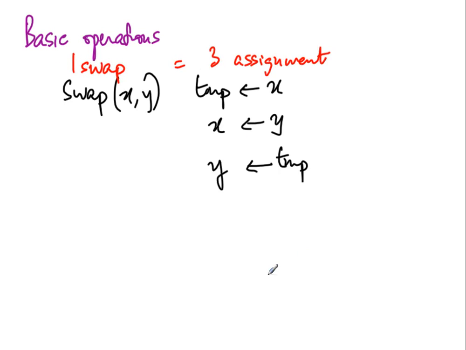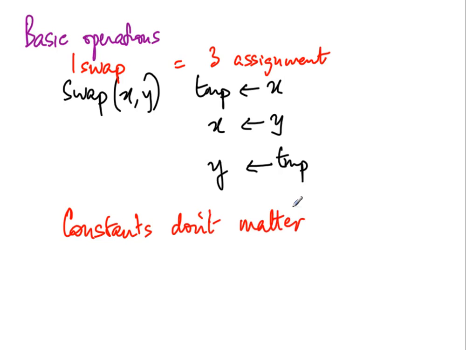Now if we count the number of swaps, effectively if you multiply by 3, we get the number of assignments. What we will see later is that constants don't matter. So 3 times something is okay as long as the 3 doesn't depend on the n. So we could choose to simplify our calculations by just treating swap as a basic operation. The important thing is that the number of basic operations that we consider is dependent on the problem, and we choose an appropriate one given the problem that we are trying to address.